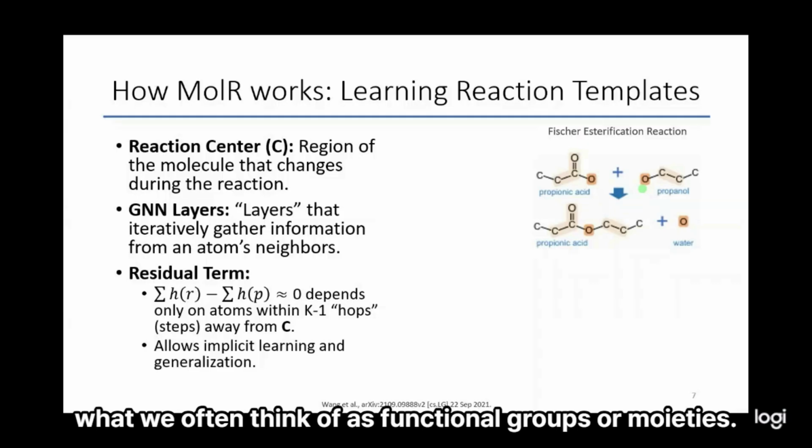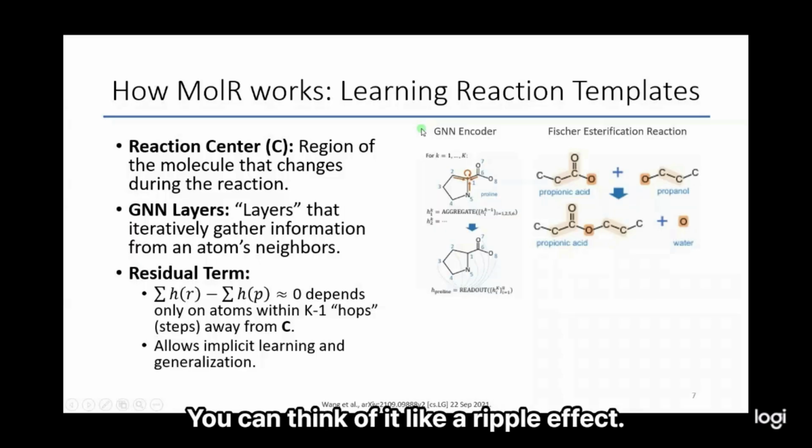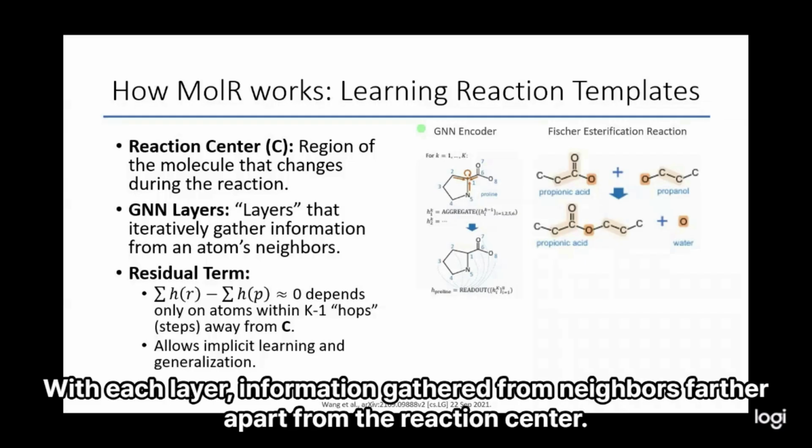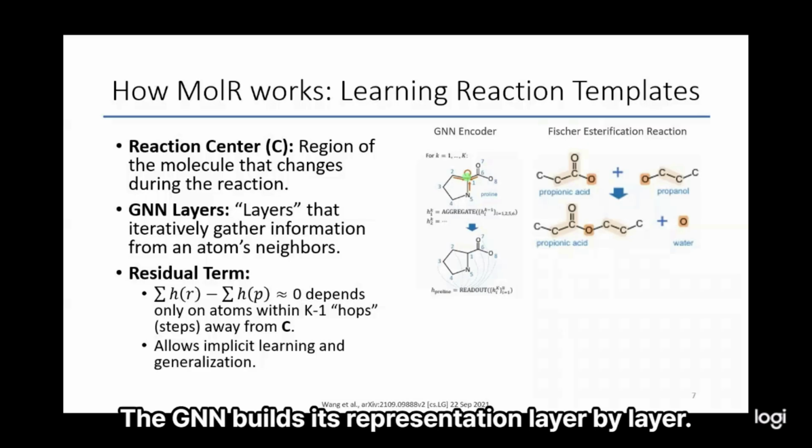or moieties. A graph neural network, or GNN, works by using layers that iteratively gather information from each atom's neighbors. You can think of it like a ripple effect. With each layer, information is gathered from neighbors farther from the reaction center. For each atom in the molecule, let's take atom 1 as an example. The GNN builds its representation layer by layer.